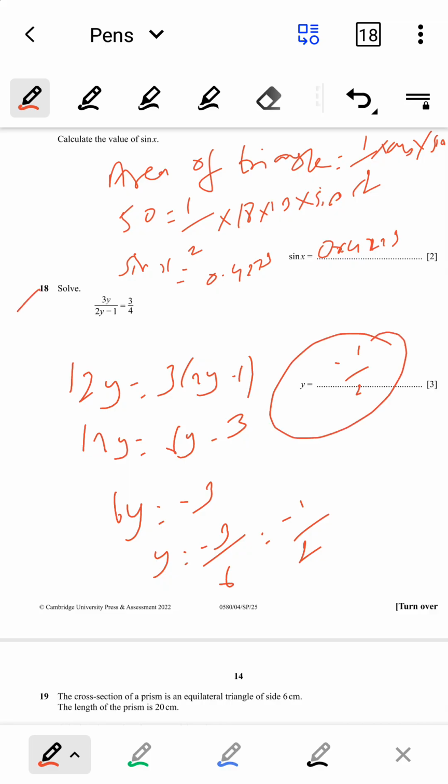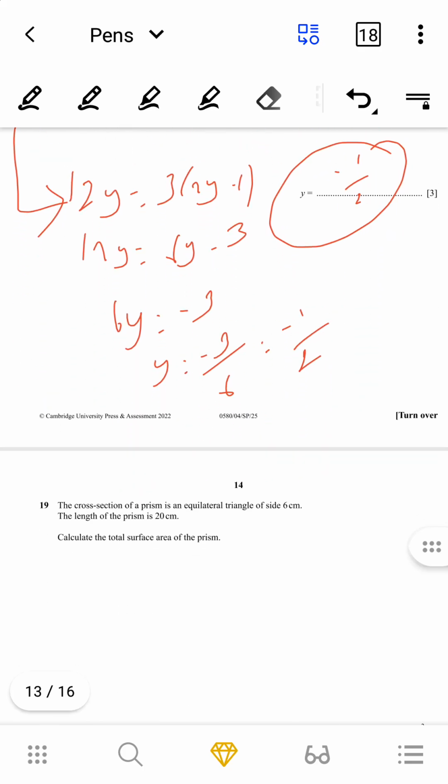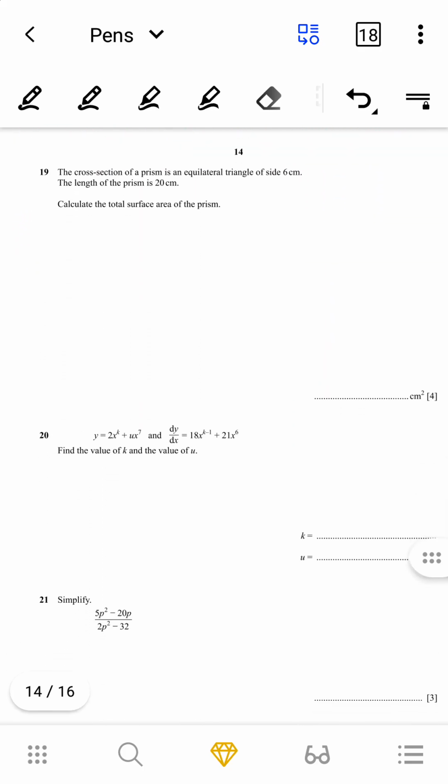But you have to solve only in the allocated space. For better understanding, I'm writing in a slightly bigger font here, but in examinations you have to write in that region alone. Fine. Okay, moving forward, question number 19.